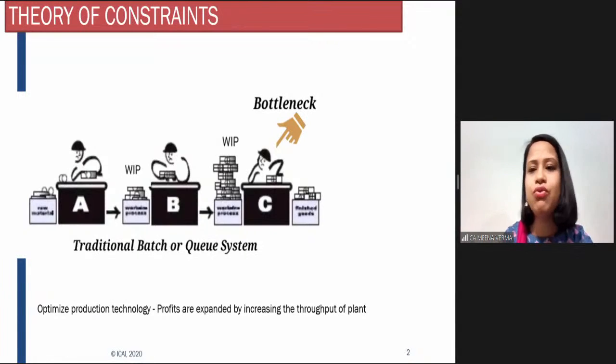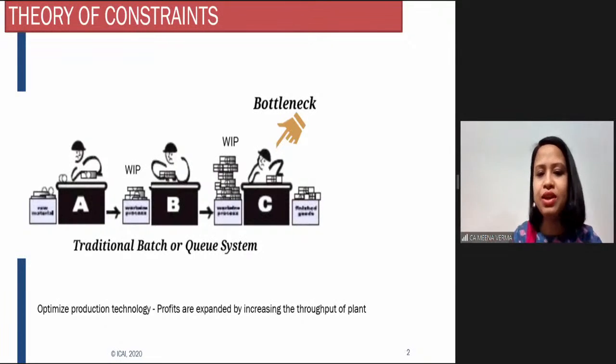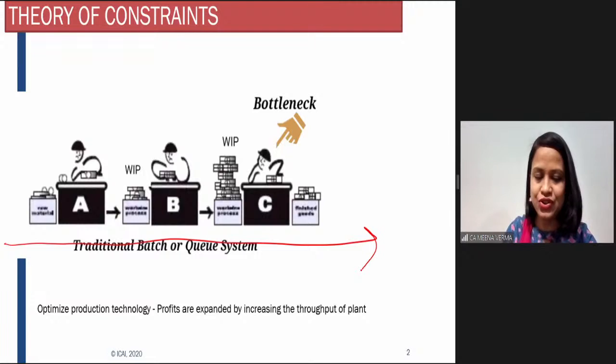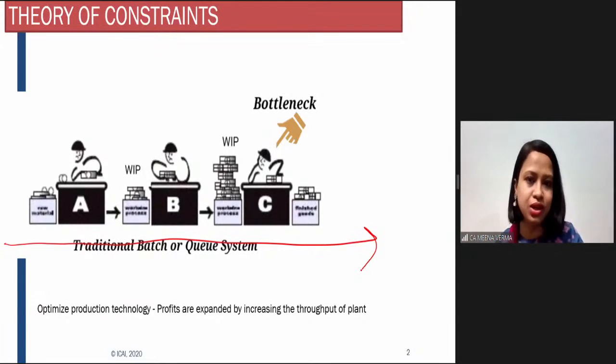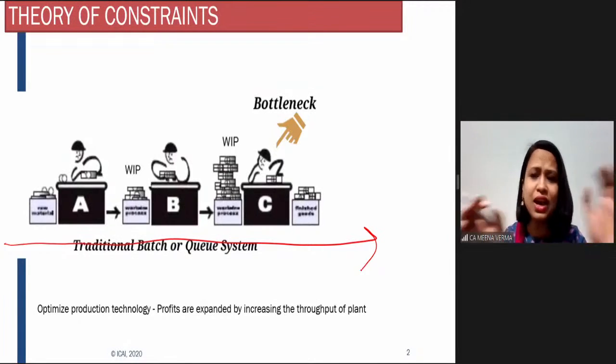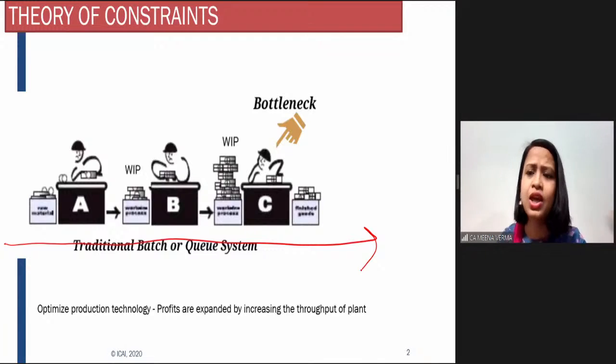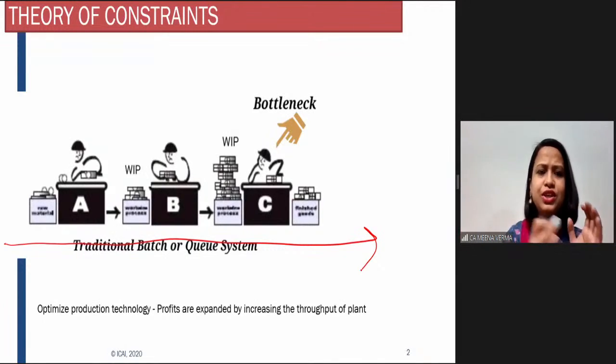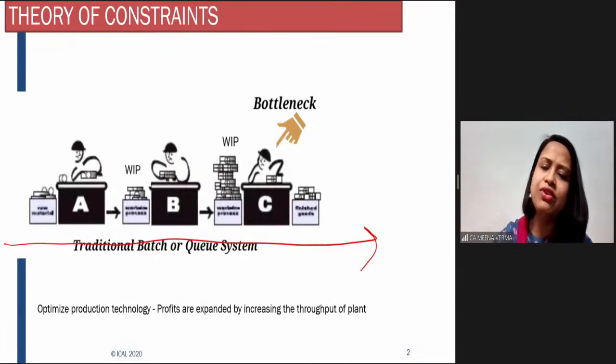Theory of constraint means that in the entire business organization, there are some places where the resources are limited. Since the resources are limited at some place in the business organization, the entire process of the business organization gets slowed down. Now, I have an example.